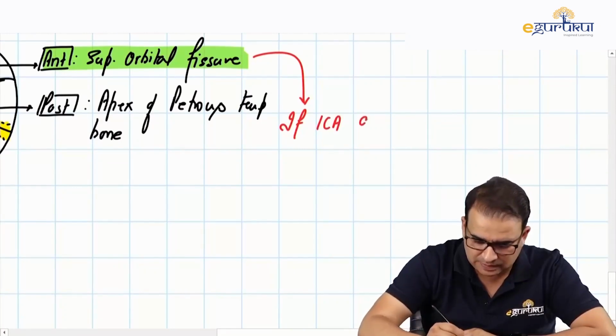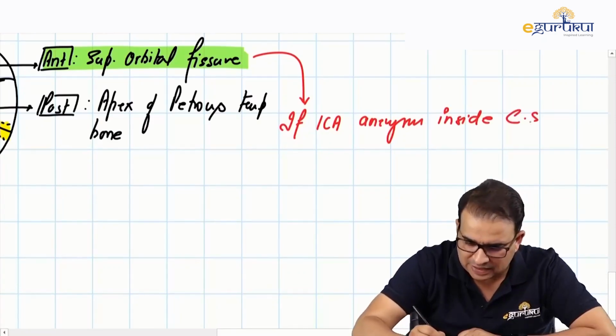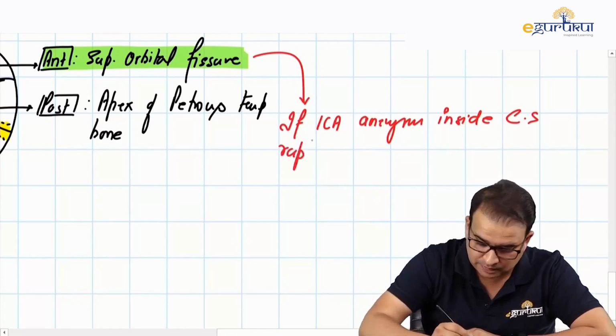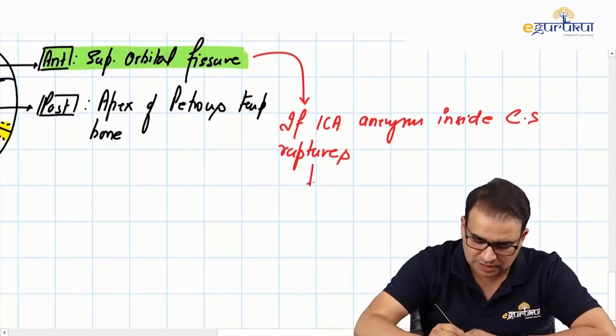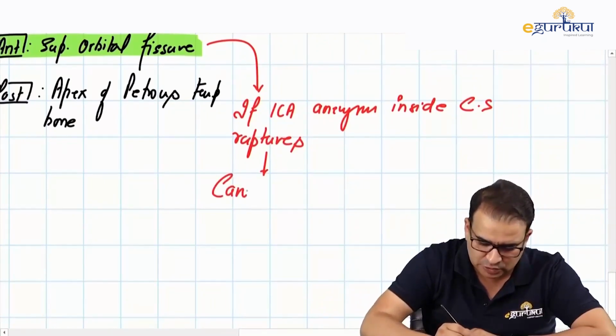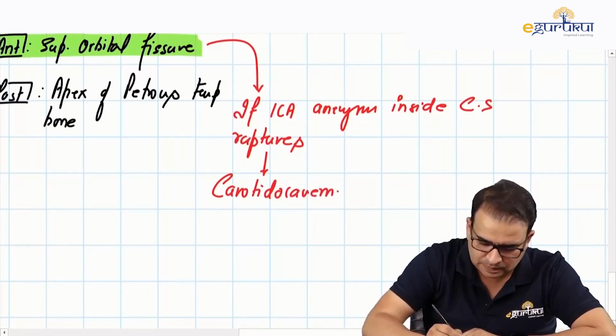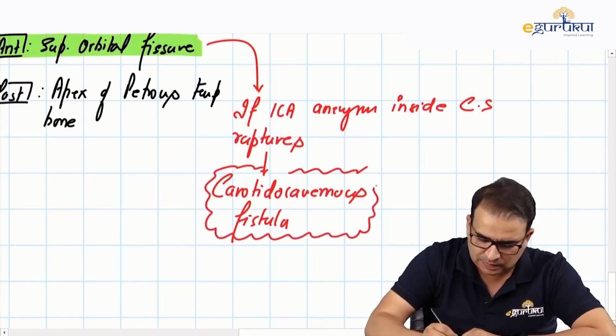if ICA aneurysm inside cavernous sinus ruptures. If ICA aneurysm inside a cavernous sinus ruptures, that will lead to what? We said that will lead to the carotido-cavernous fistula. That will lead to this condition, that is a carotido-cavernous fistula.